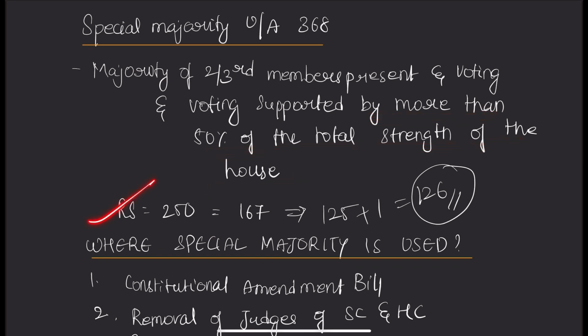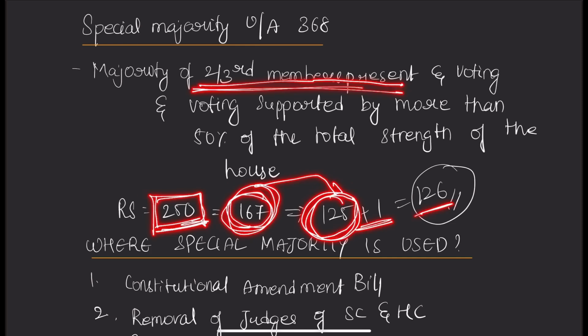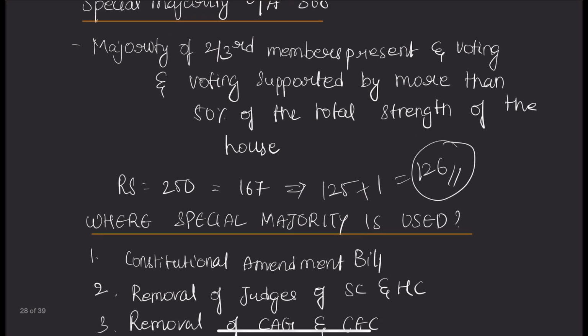We have taken Rajya Sabha as an example here. 250 will be the total membership. 167 is 2/3 members. 2/3 members must be present, that is 167 members must be present, and it must be supported by more than 50% of the House. So 125 is 50% of 250, and 125 plus 1 is 126. It says more than 50%. So this is special majority under Article 368.